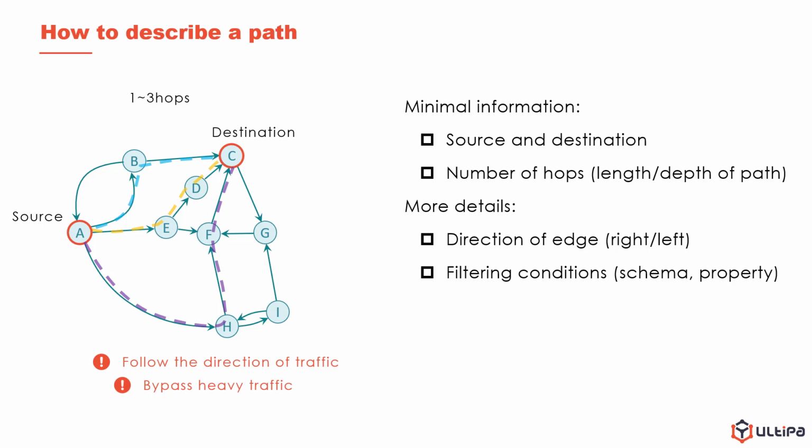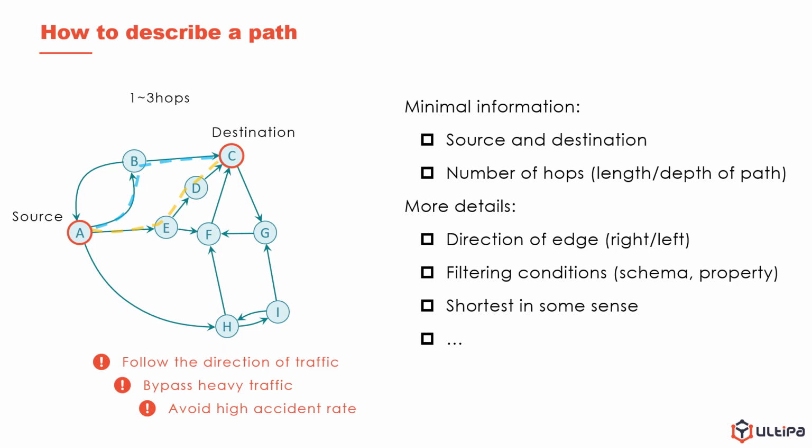Or we want to avoid the intersections with high accident rate. Save the accident rate as a node property and apply the filters. Last but not least, shortest path is another preference in many circumstances. Look at the blue and yellow paths in the map. No matter whether you choose the route with the least intersections or with the shortest mileage, both choices are in the scope of shortest path.